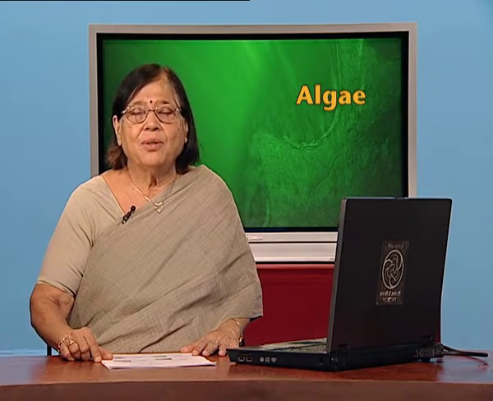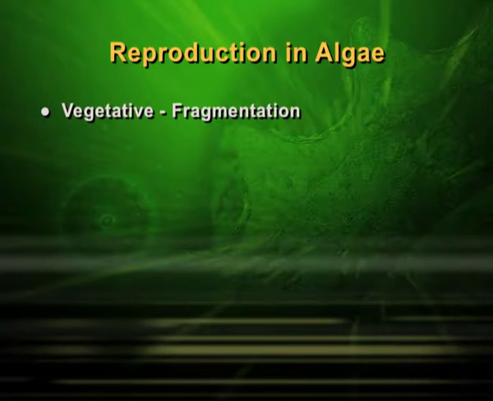Now, we come into details. Let us understand how reproduction takes place in algae. Algae by nature are simple structures. So, vegetative reproduction can take place by simple fragmentation. Of course, in algae we find vegetative reproduction, asexual reproduction and also sexual reproduction.